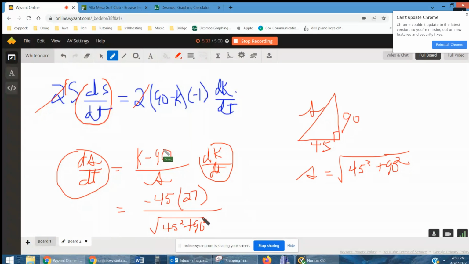You do a similar thing for the distance from the runner to third base, but I'll let you work on that. And this should be a negative number because that distance from the runner to second base is decreasing.